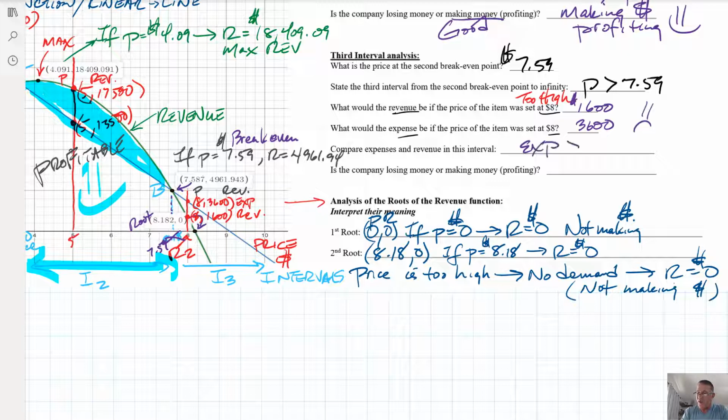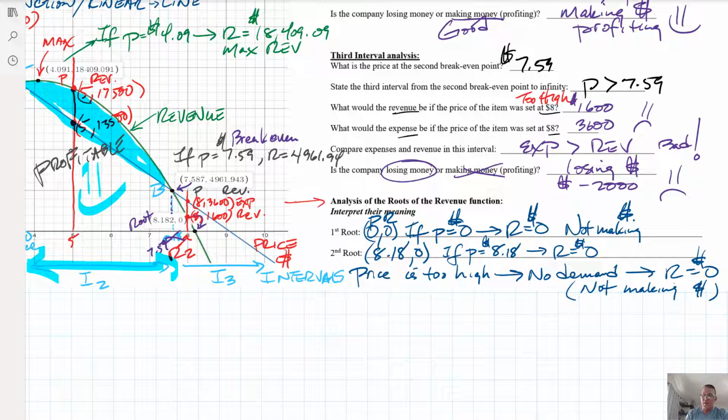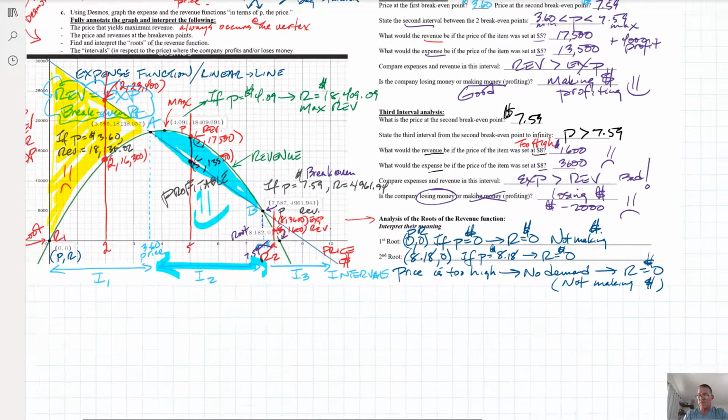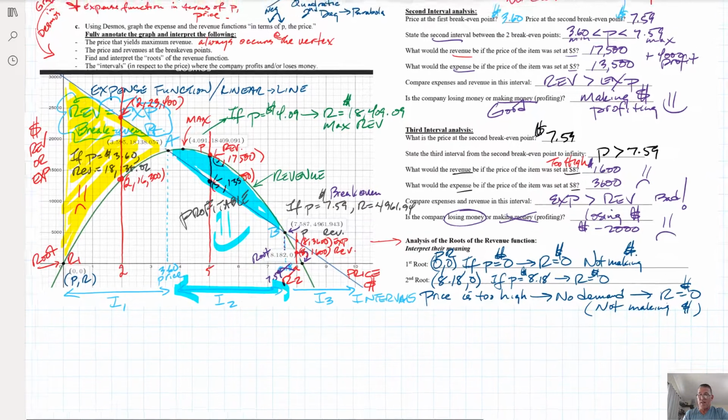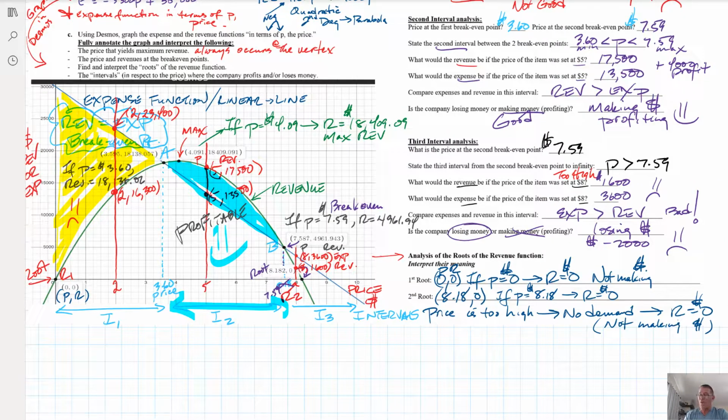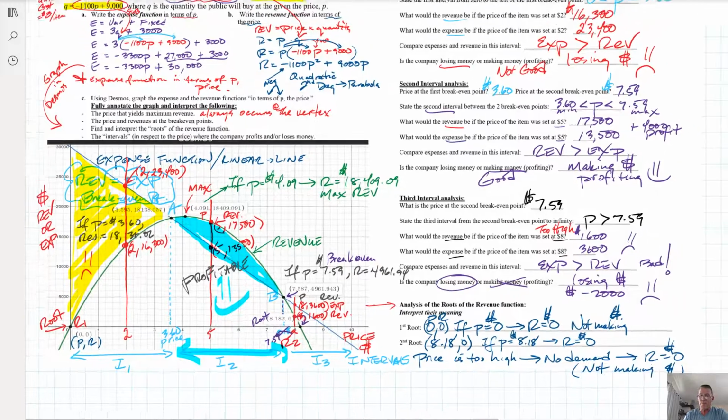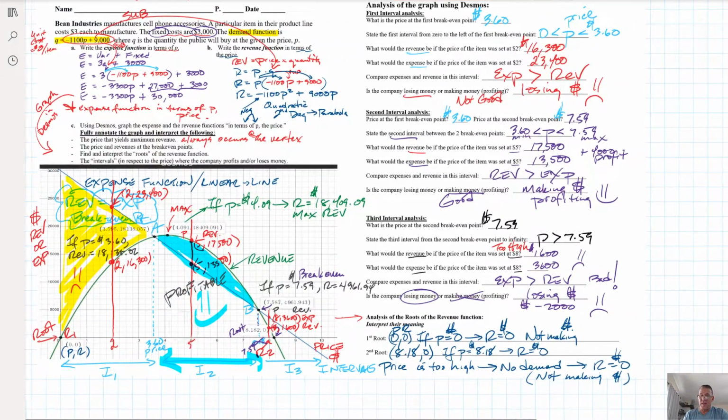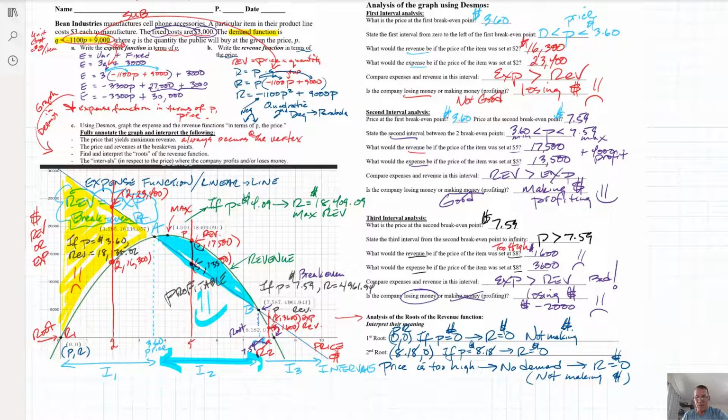The expenses are greater than the revenue. This is a bad situation. You're not making money, you're losing money. You're going to be negative 2,000 here. You're going to be in the hole. And this is a bad situation. You don't want to be in the third interval. So when you run a business, you want to price things so you stay between the break-even points so you're profiting and not losing. And that is important. That's how you really analyze the situation.